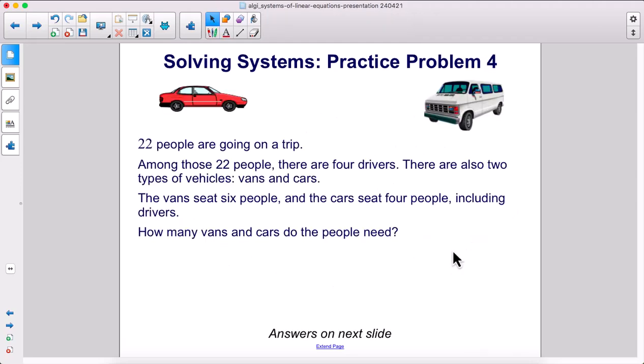22 people are going on a trip. Among those 22 people, there are 4 drivers. There are also 2 types of vehicles, vans and cars. The vans seat 6 people and the cars seat 4 people, including the drivers. How many vans and cars do the people need?